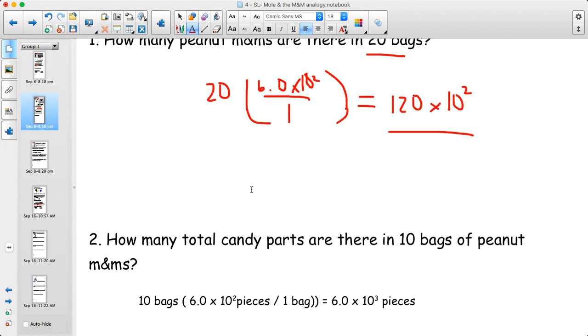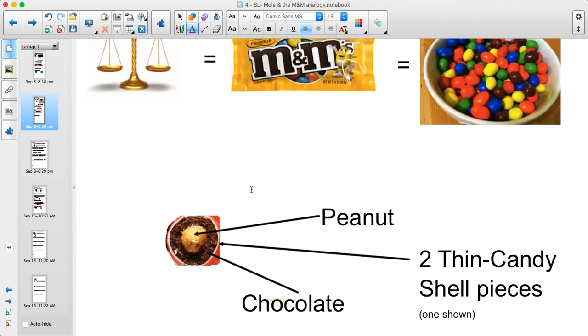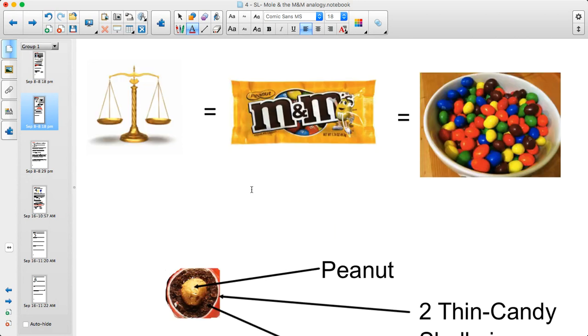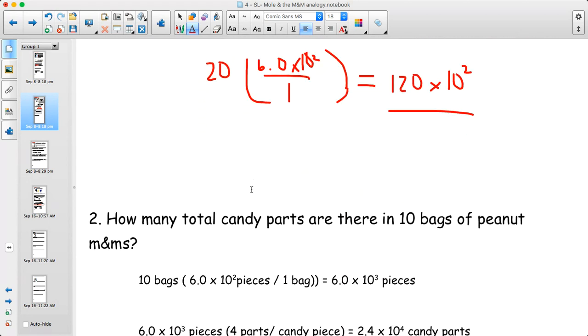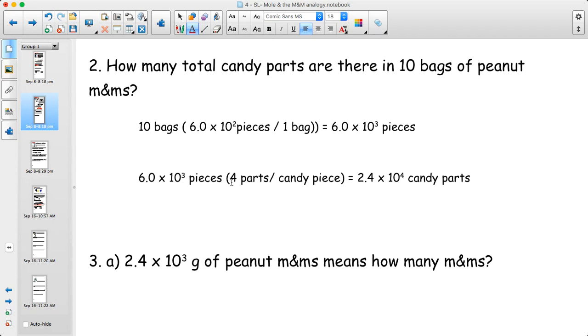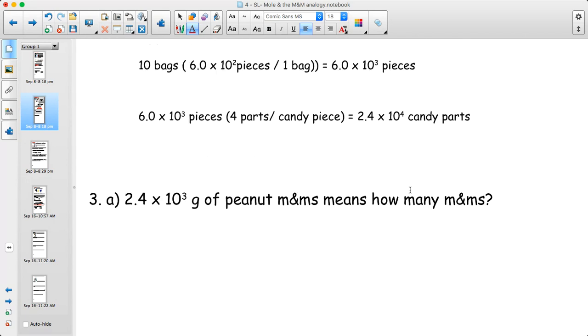All that it does when you have a question where your individual particle, in this case your M&M, is actually made of multiple pieces, is that the questions could get slightly more complicated. They could go one step further by starting you with the number of bags you have and actually asking you how many individual parts there are. So it's really just one extra conversion step. Go from bags to pieces, which we've already done a couple times now, and then go from pieces times the number of parts per piece to get the number of candy parts.